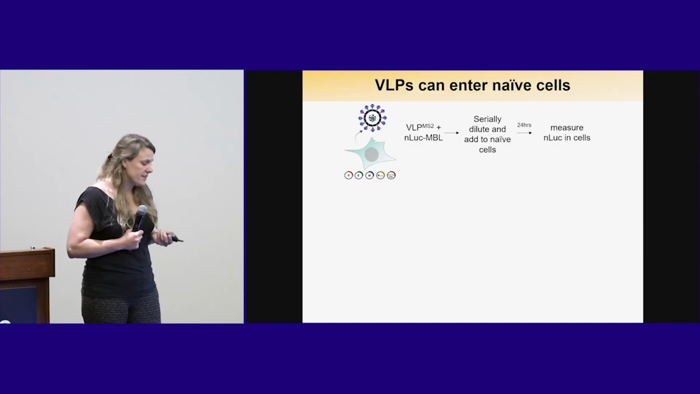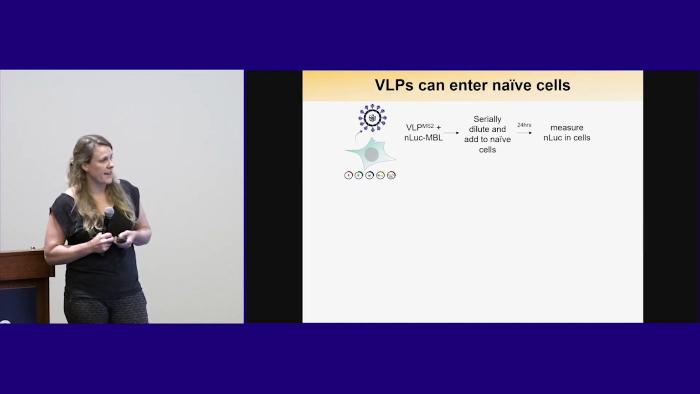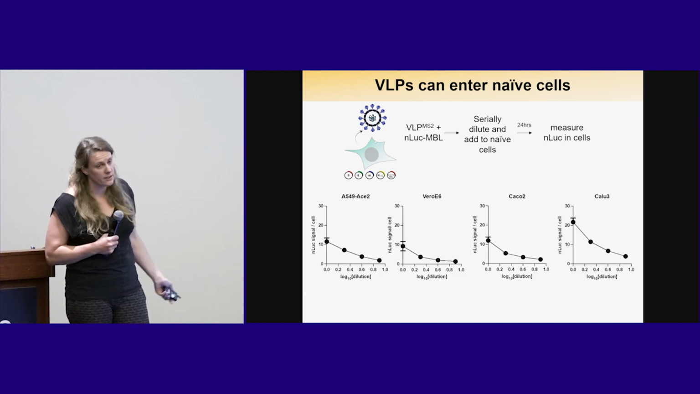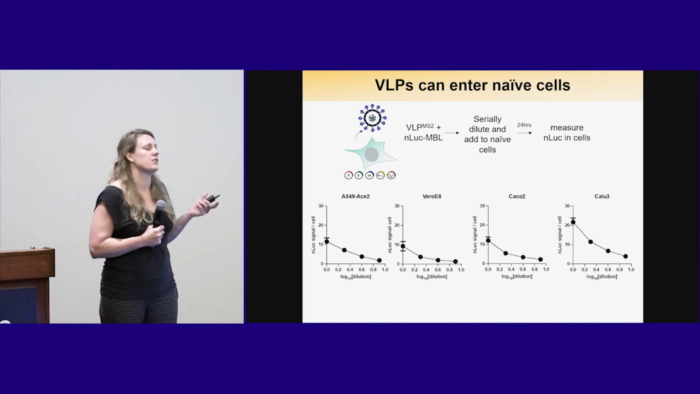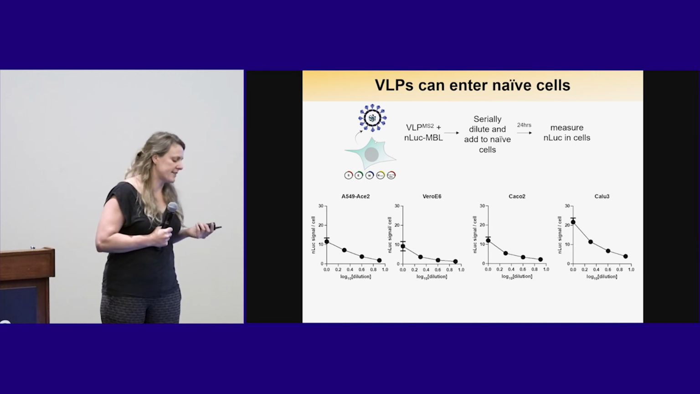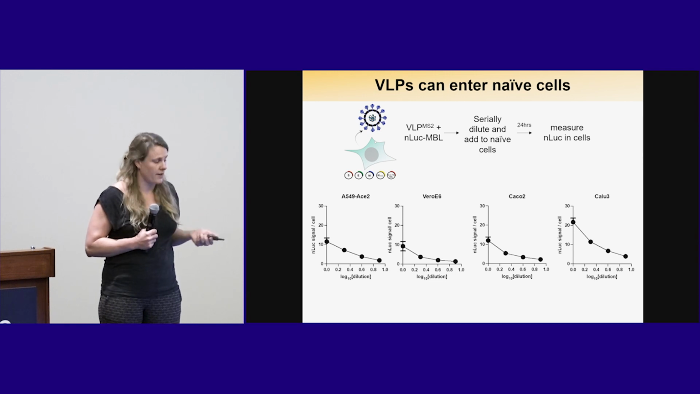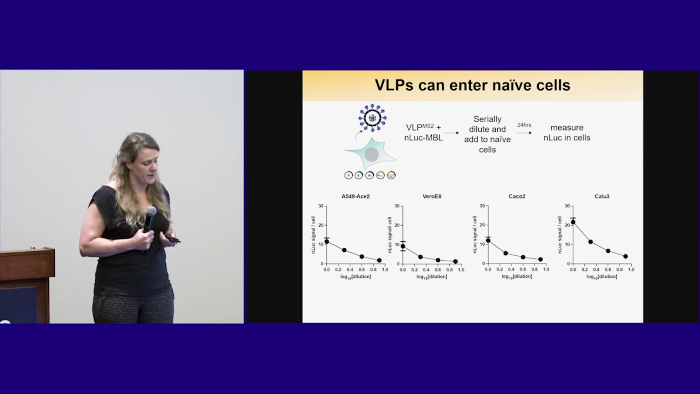So then we added these VLPs to naive cells, and we found that across 4 different cell lines that are susceptible, we found nanoluciferase signal. So we used a nanoluciferase reporter RNA in this case, and then found strong nanoluciferase signal in a VLP-dependent manner.